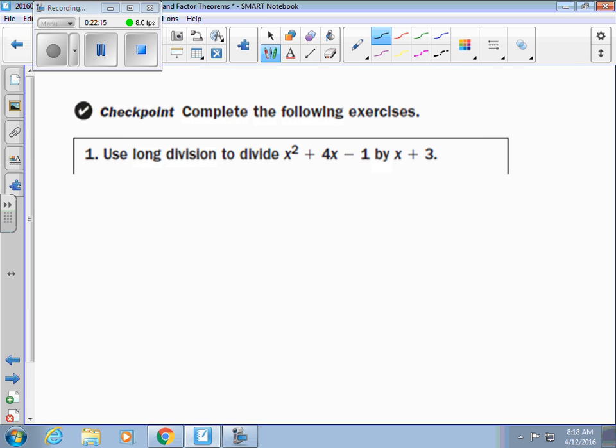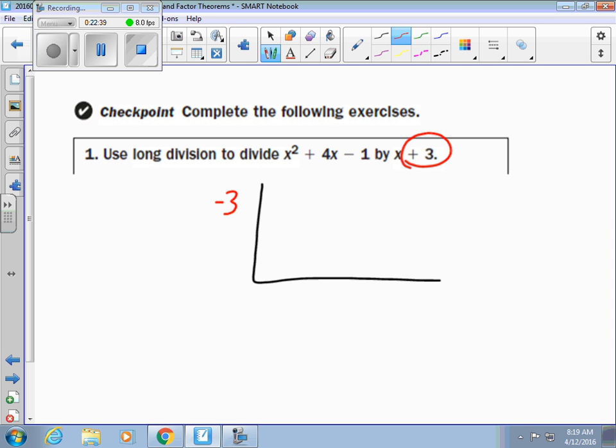Last night you had to do 1 and 2 on your checkpoints. I told you to use synthetic division for both of them, even though it tells you to do long division. So all you have to do for this one is use synthetic division just like this. Remember, it's the opposite of what this says. It says positive 3. That's a factor of it, though, x plus 3. We just talked about that on the example prior to the one we just looked at. So negative 3 is what you divide by.